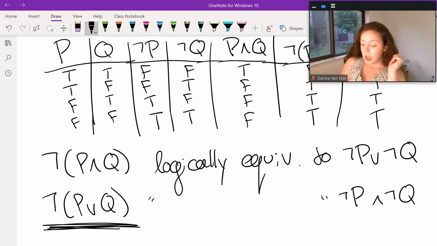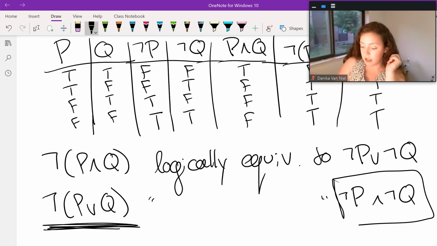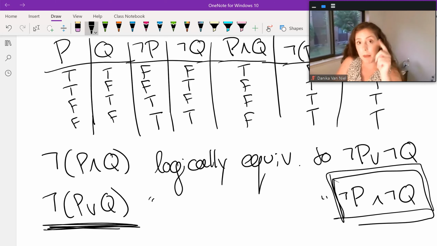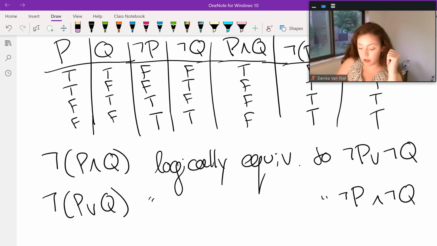We need it to be that P is false and Q is false for this statement to be true. So that means that it's logically equivalent to this, because the only time that this is true is if P is false, meaning that the negation of P is true, and Q is false, meaning that the negation of Q is true. Okay, so that's a lot of words, so try writing it out or something.